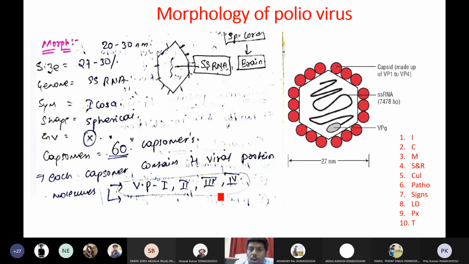Not only poliovirus, all Picornaviridae viruses have the same morphology. Even rhinovirus has the same 20 to 30 nanometer size, and its genome is single-stranded RNA. All the viruses in Picornaviridae have the same characteristic features, so keep that in mind. This is the basic morphology of a poliovirus. I hope the morphology is clear for everyone.